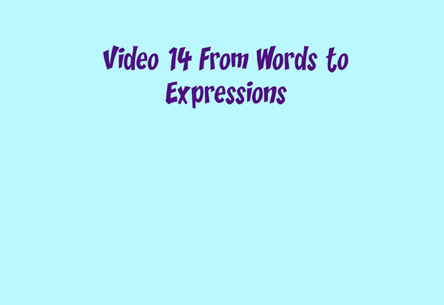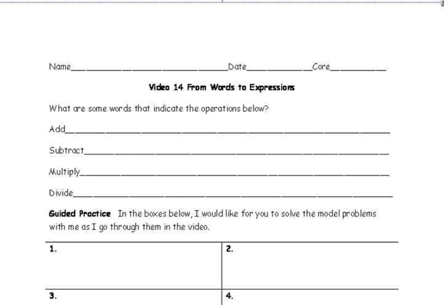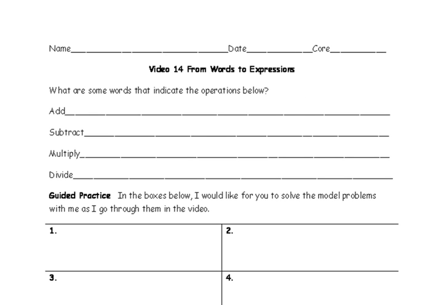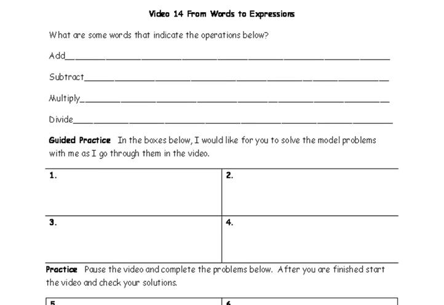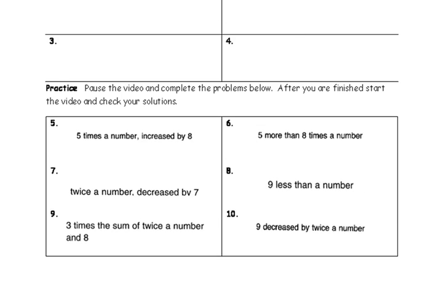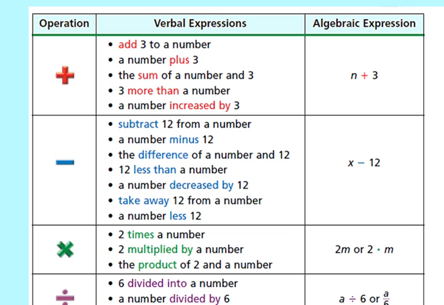Take out your homework sheet. It should look like this sheet here. It should say video 14 from words to expressions at the top. Okay. And we're going to first start off by what are some words that indicate their operations below? Okay, so add, subtract, multiply, and divide. Think of some words here, and I'm going to bring up a slide that will help you to come up with some of those words.